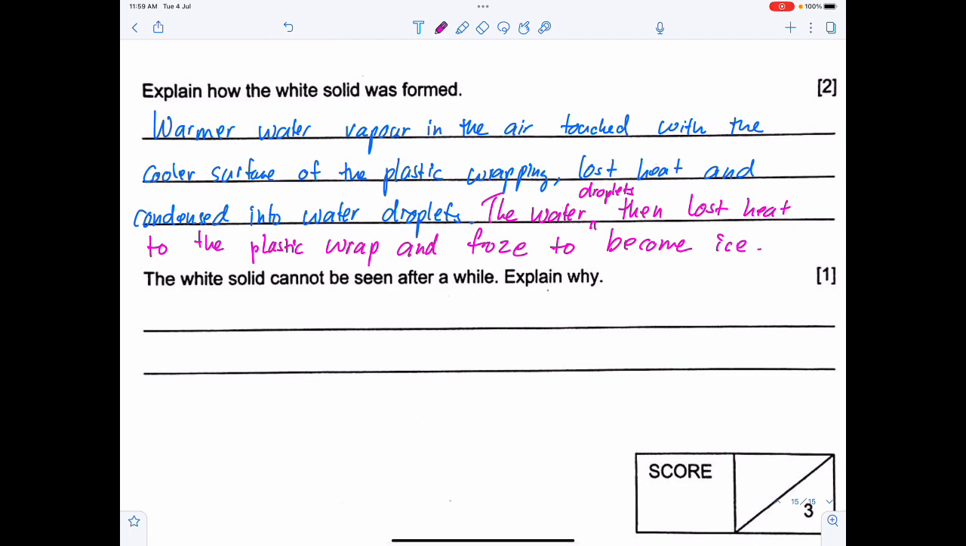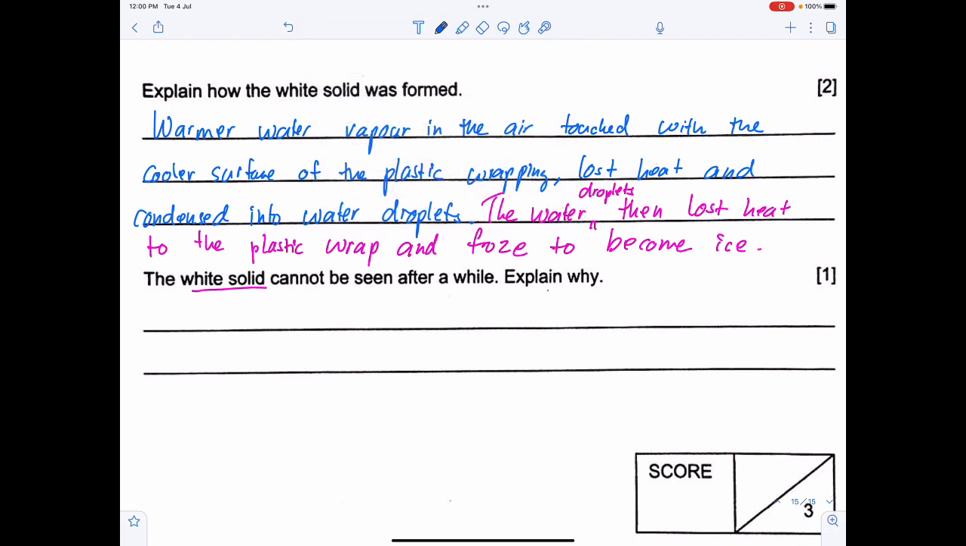Next, the white solid cannot be seen after a while. Explain why. So they're talking about the white solid. They are not talking about your liquid water. So the answer here is that the white solid melted. It's as simple as that. But some of you told me that the white solid actually evaporated. That's actually a wrong concept because it's a solid, it cannot evaporate.